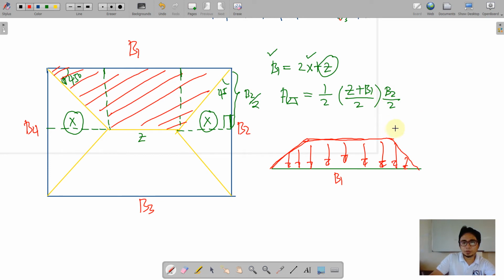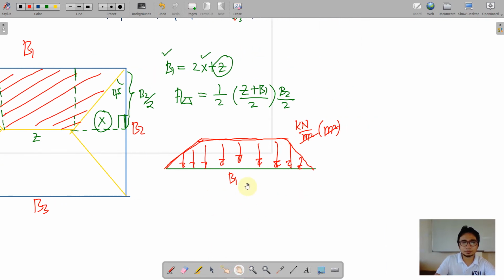When we have here a pressure, say for example, the pressure is in terms of kilonewton per square meter, we multiply it by the tributary area, in square meters also. Then we come up with the kilonewton unit, right? And the kilonewton unit here will now be distributed along the length. So we want to divide this by B1.